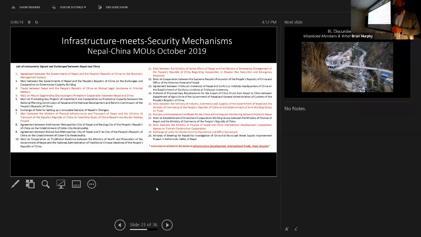Earthquake monitoring projects, and of course, the exchange of letters for border security equipment, office equipment. Increasing security mechanisms in the northern areas.